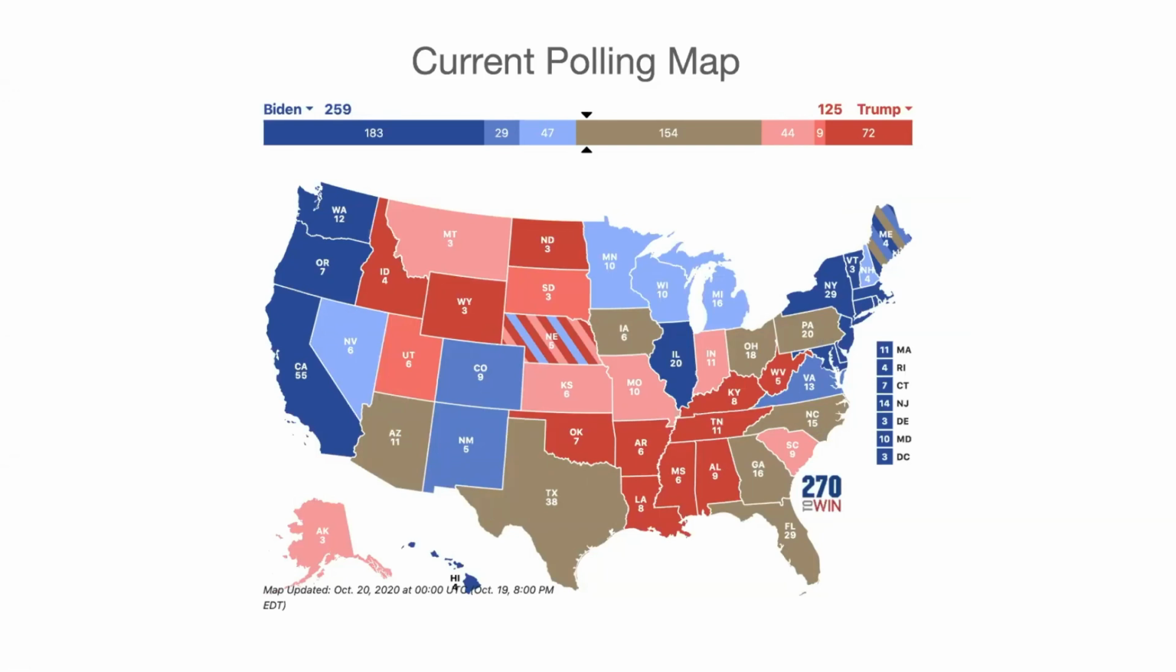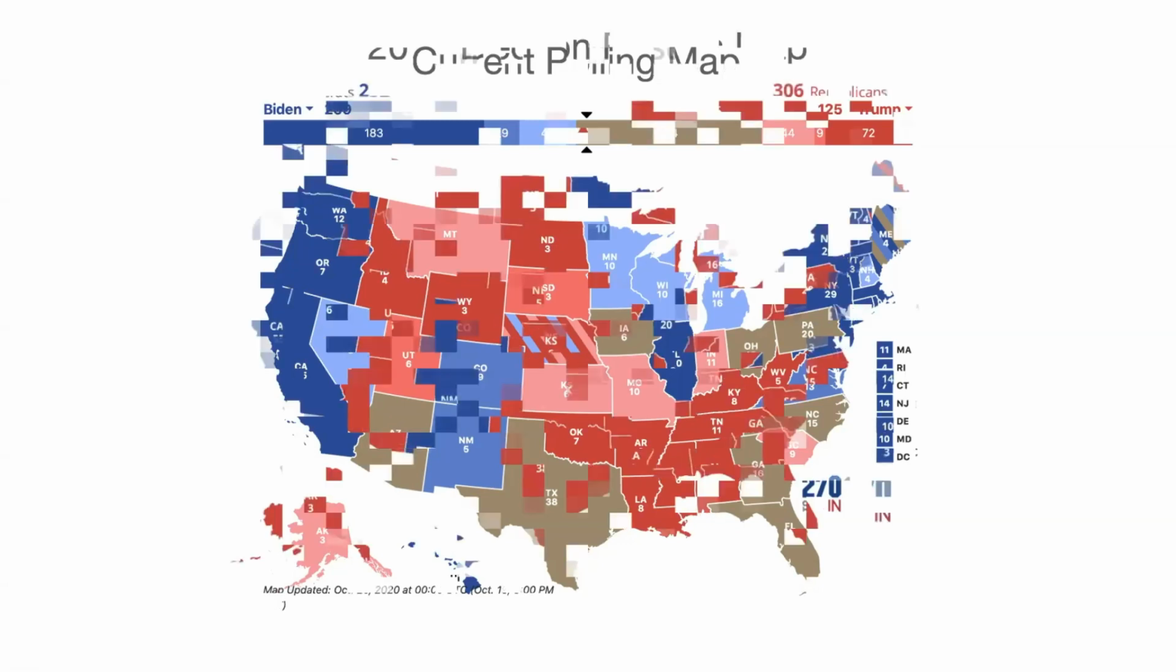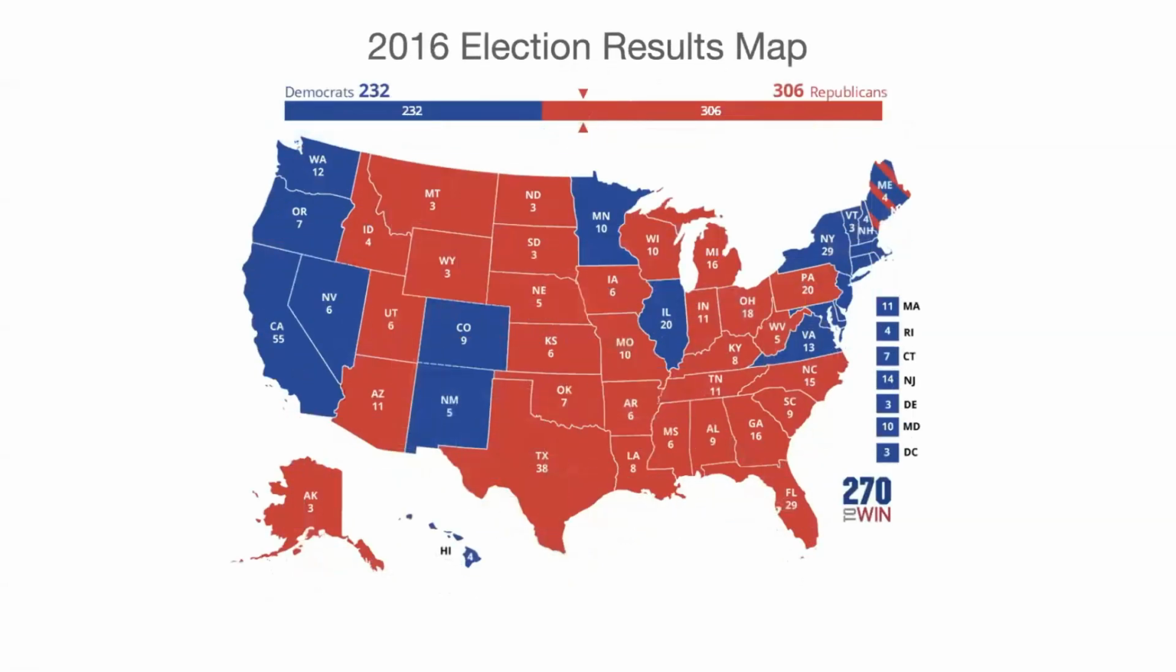So that's the current polling map, and what we are going to focus on next is basically the 2016 results. As you can see, there is way more red here than on the previous map, and there is no guarantee that this result is going to get repeated.